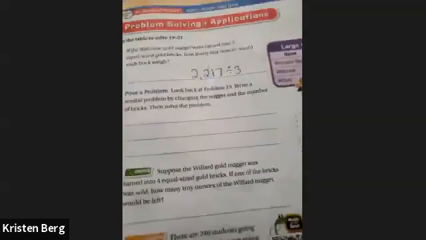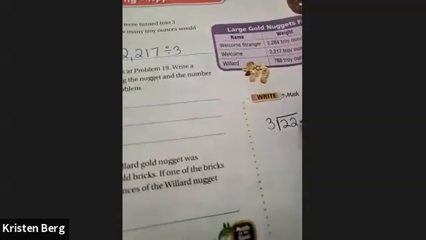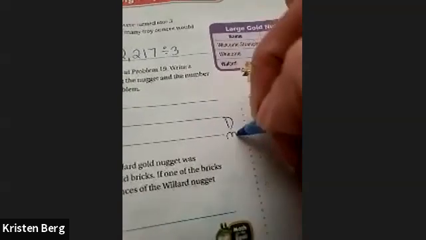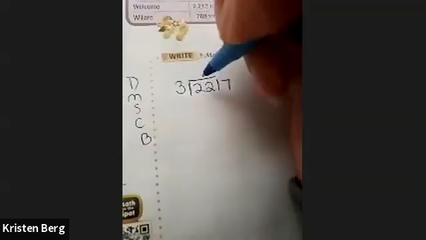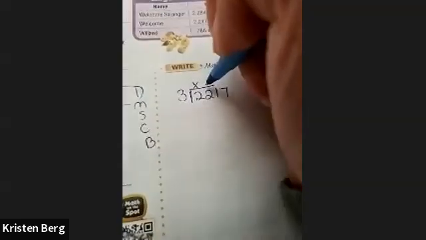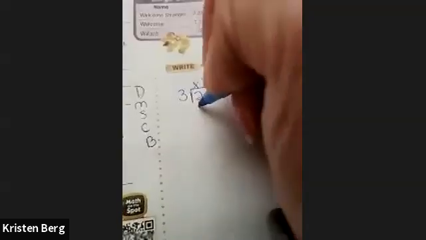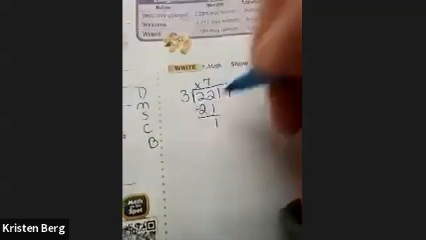So if I did this very quickly, I am going to do that. Can 3 go into 2? No. Can it go into 21? Yes, that would be 7 times. That would be 21. When you subtract, that would be 1. Check it. You are okay.